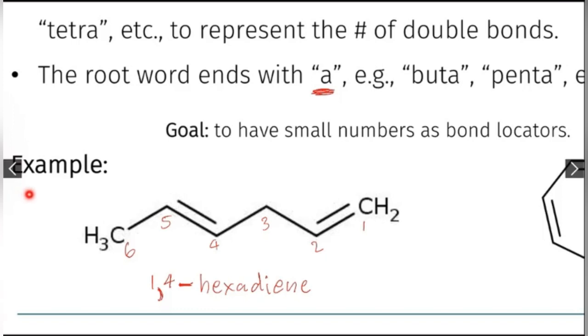That will be the name of our hydrocarbon. So 1 and 4 are the locations of the double bonds. Hexadiene is the name of the chain. There are 2 double bonds, that's why we use di.